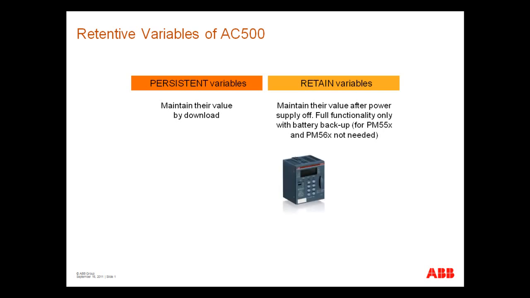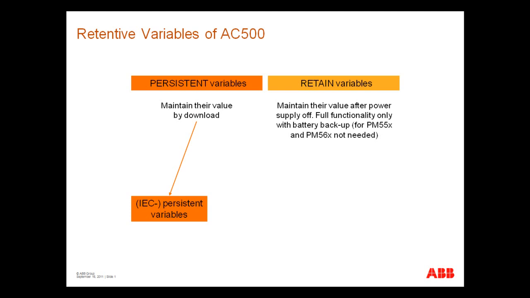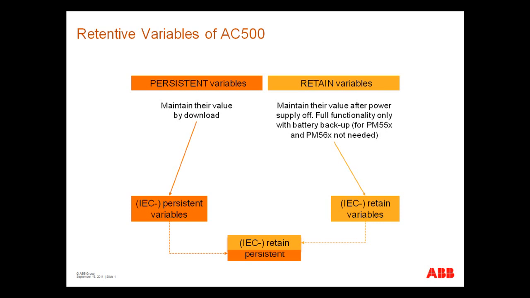For CPUs of type PM57X, PM58X and PM59X this functionality is given only with battery. For types PM55X and PM56X the battery is not needed. The retentive variables are stored in the flash EEPROM. The variables can be declared as persistent, or retain, or both. Additionally, in the AC500, you can declare an addressed memory area as both persistent and retain.